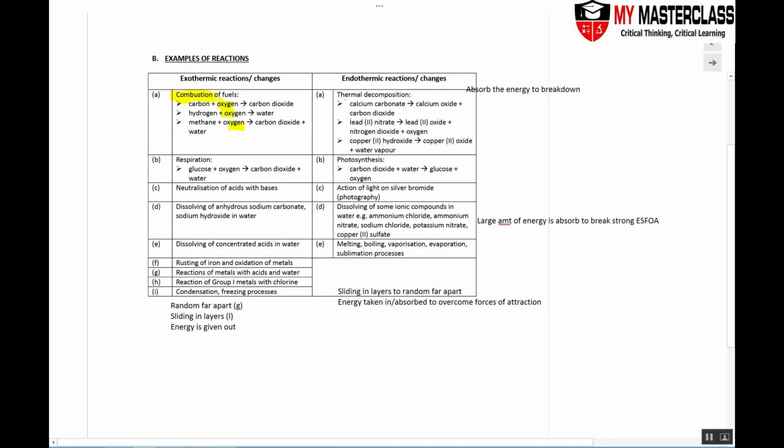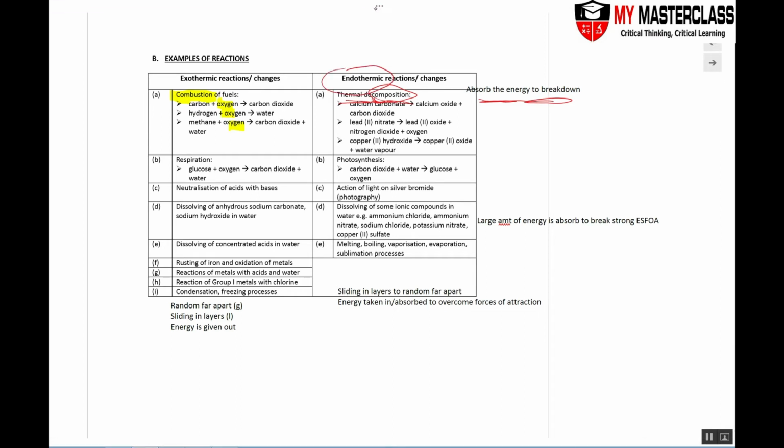Thermal decomposition. Decompose is one substance breaking down into a few other substances. If I want to break something down, I have to absorb energy and use this energy to break it down. So energy is being absorbed to break down, and all decomposition reactions are endothermic, absorbing the energy.